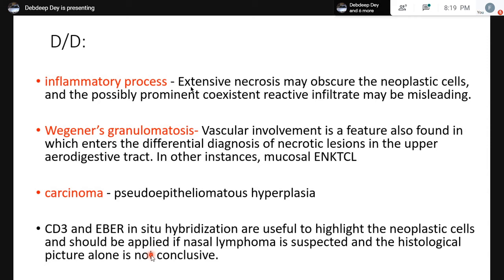CD3 and EBER in situ hybridization are used to highlight the neoplastic cells and should be applied if nasal lymphoma is suspected and the histological picture alone is not conclusive. So you have to do your work, but most important is to look at these three differentials while you are reporting a nasal mass.